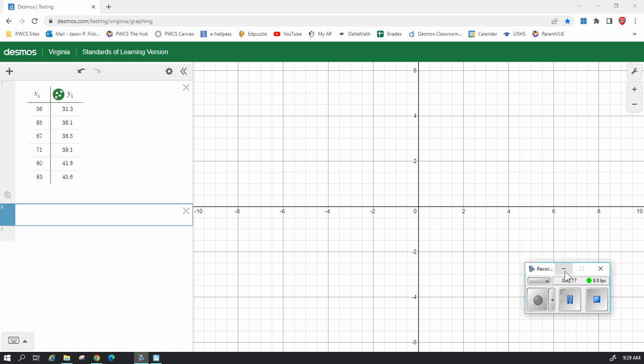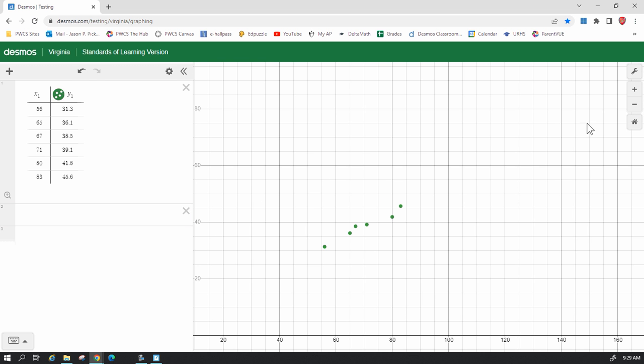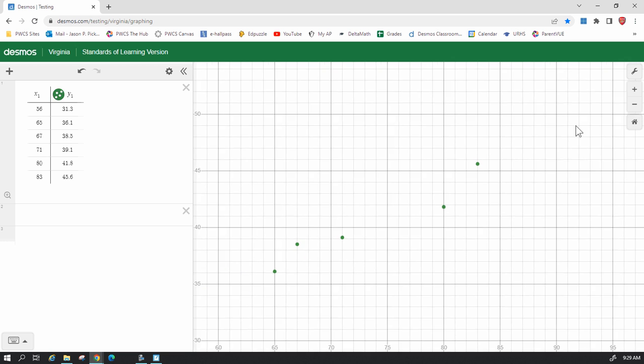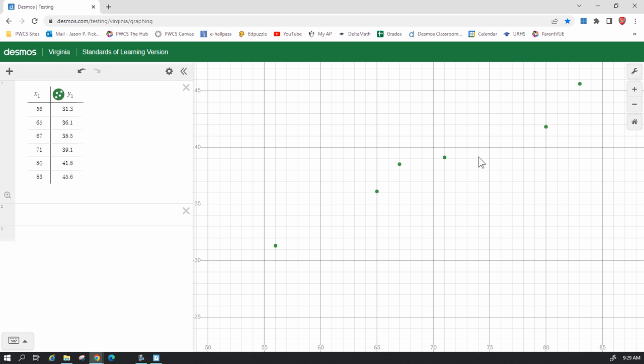So I created the scatter plot. Hopefully you did the same. And you might be wondering, hey, Mr. Prickett, I don't see any of these points. Weren't they supposed to go on the graph? Well, we can zoom out, and you can see they're right there. And then you can zoom back in on them if you want them to be bigger. And you can see they're not in a straight line. And typically when we make a scatter plot, they're not going to be in a straight line. Things in life don't work perfectly.